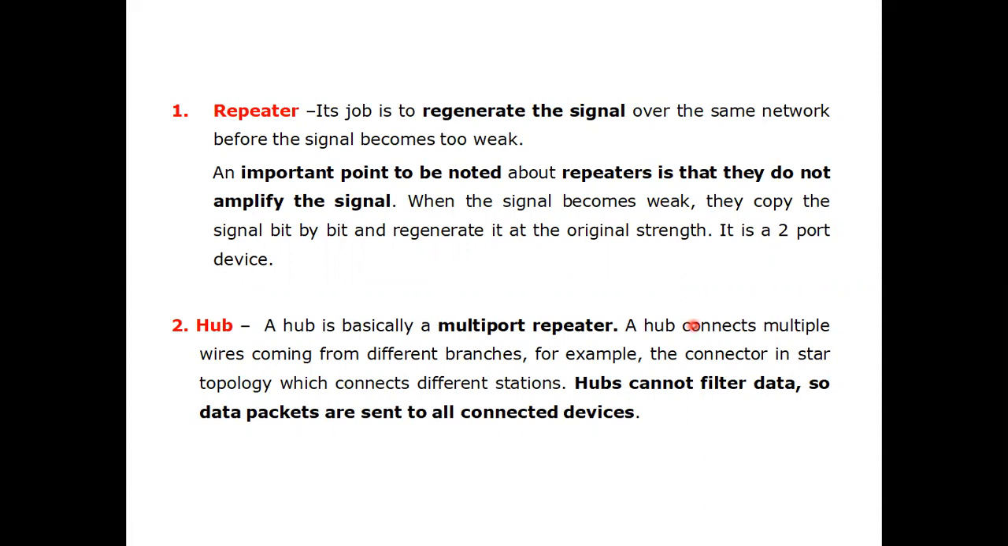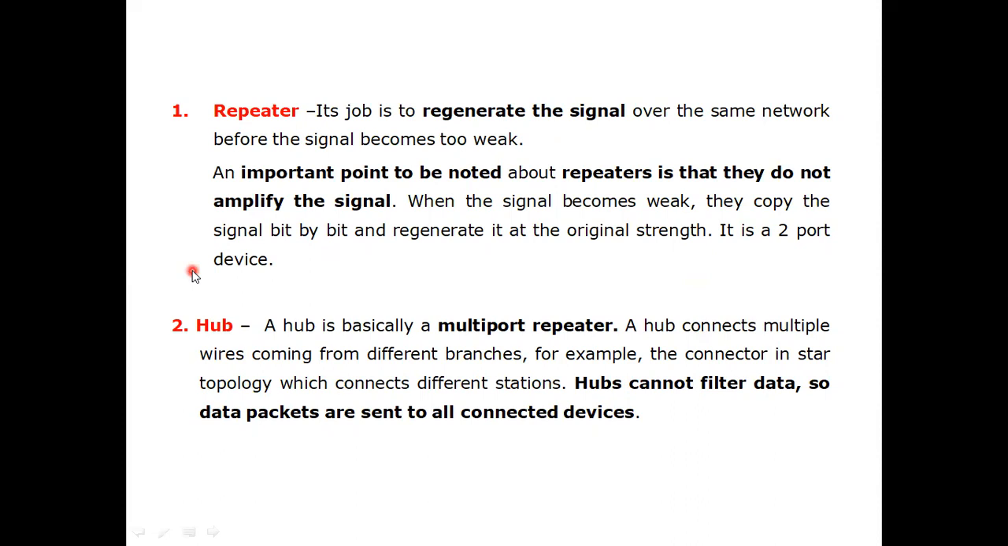Amplification always works on the previous signal itself, but the repeater does not amplify the data. It does not take the previous data and amplify it. It takes every bit, copies it, and regenerates it so that it reaches the original strength the signal had at the starting point. So it is regenerated according to that. It is a two-port device.